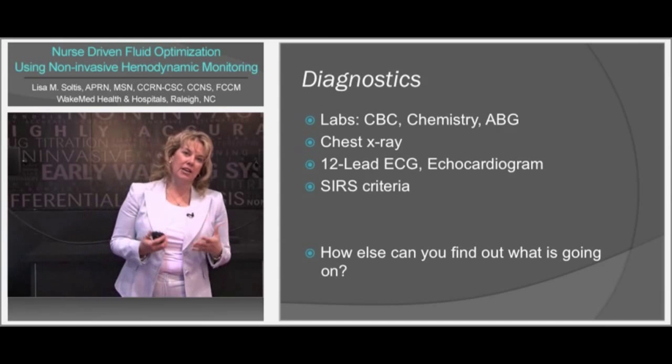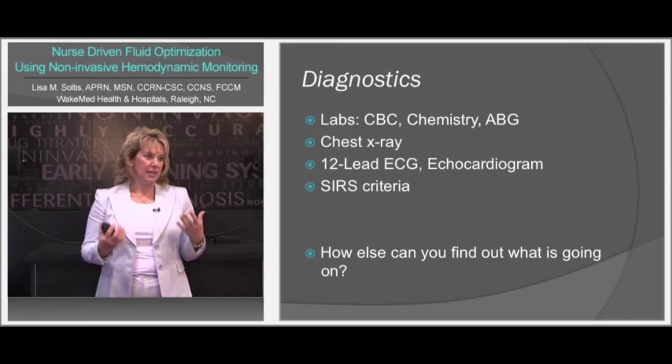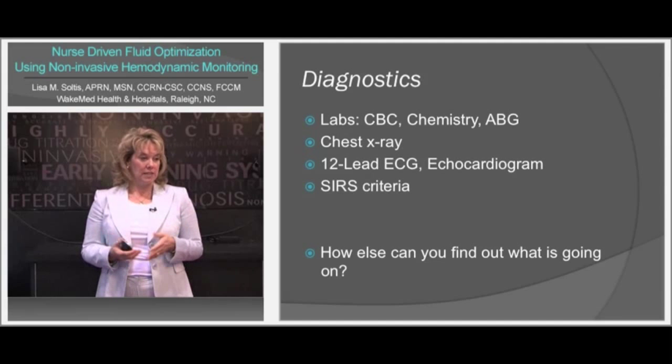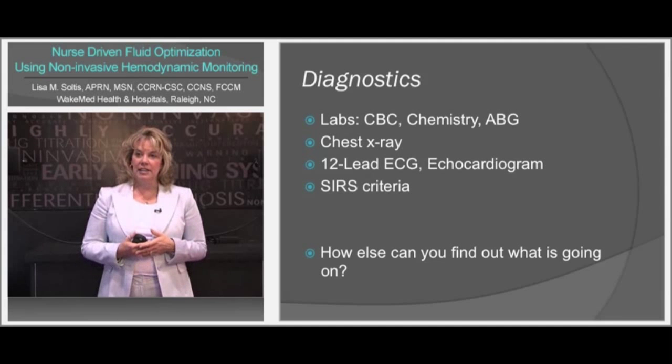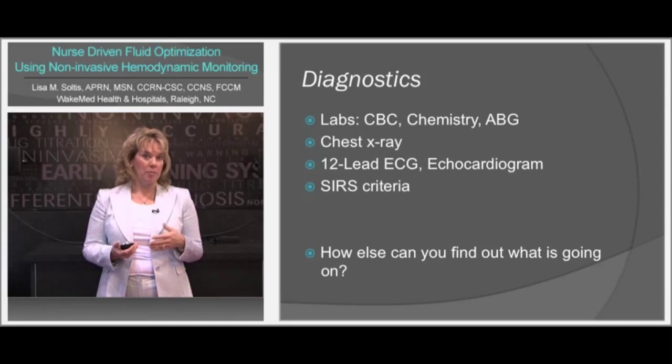But that takes a while to get all of those tests put into place and all those other diagnostics. And so when you have somebody who's acutely hypotensive, pressures in the 70s, and you're trying to look at how do we change this patient, figure out what's going on, then what opportunities do we have?